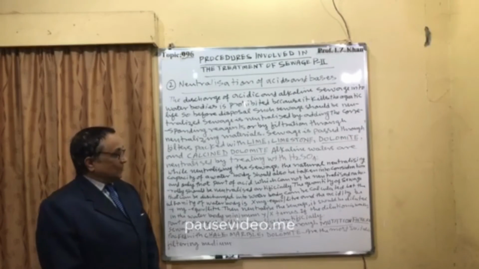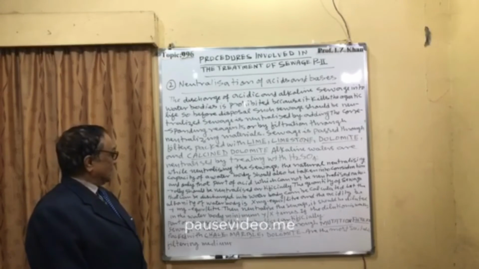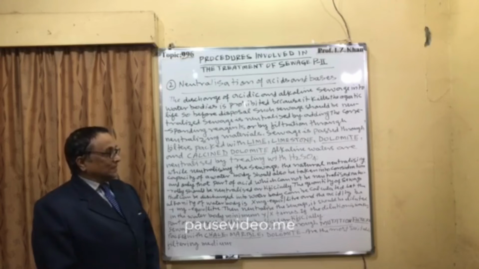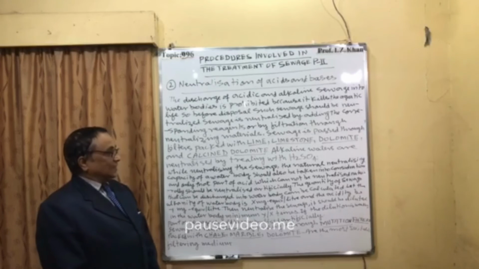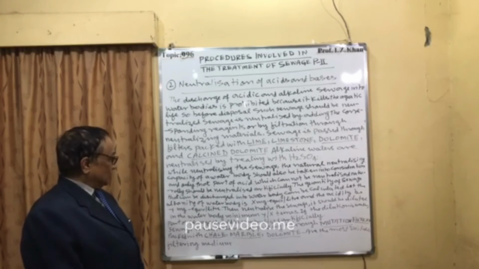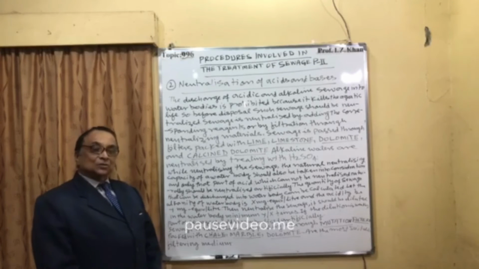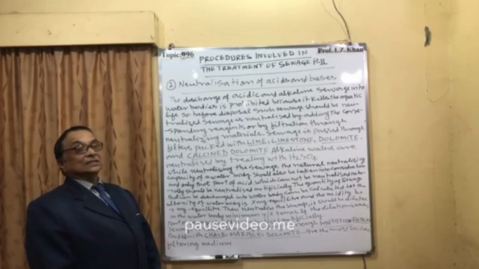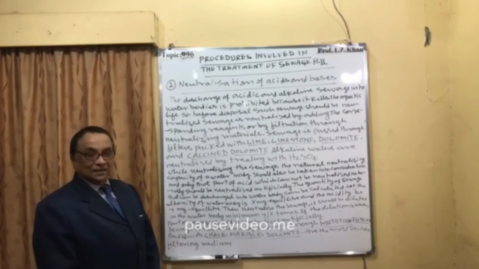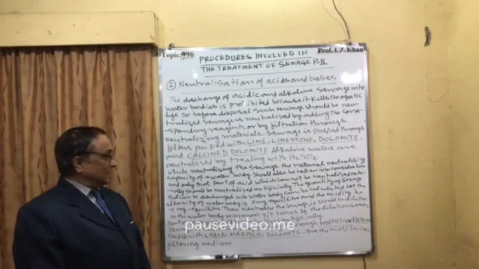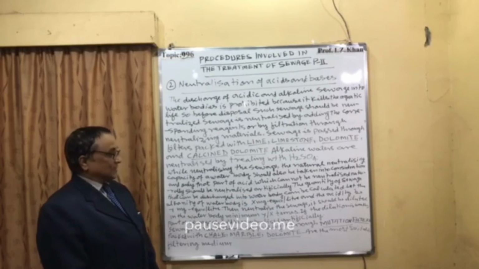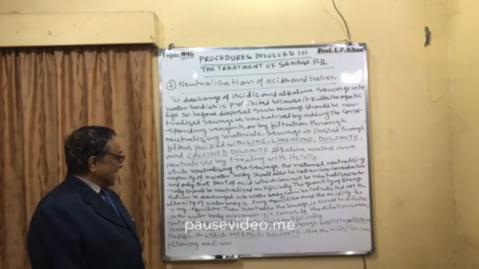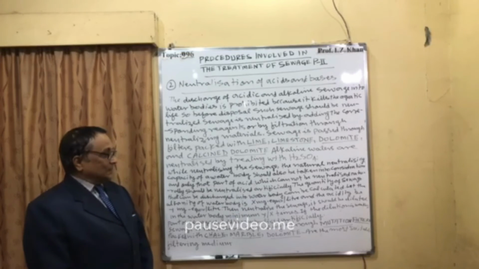While neutralizing the sewage, the natural neutralizing capacity of the water body should also be taken into consideration, and only that part of acid which cannot be neutralized naturally should be neutralized artificially. So first we have to take into consideration of natural neutralization. Only when natural neutralization is not possible, only then we will follow the artificial method. So then neutralize artificially. The quantity of sewage that can be discharged into water body can be calculated.